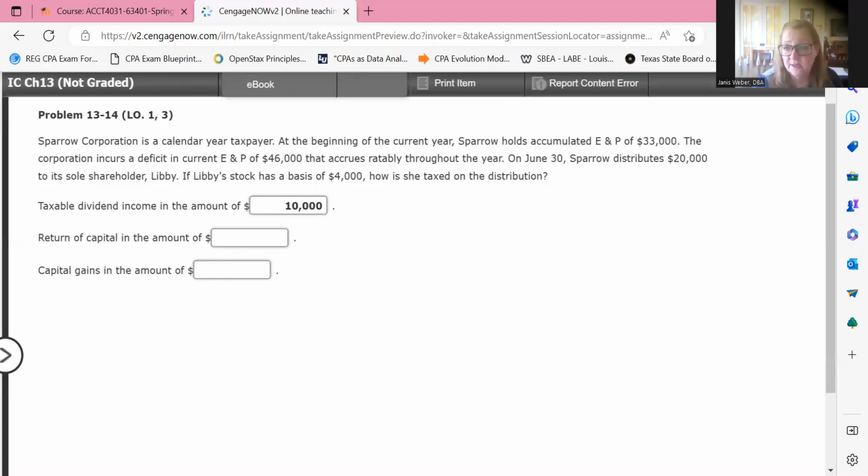So looking back at her basis, they said her basis was 4,000. So that much of it is return of capital. And the other 6 is her capital gain. If they ask you what her ending basis is, it's 0 because she used it all up. She only had a $4,000 basis and she used it for this return of capital right here. And she was left with a capital gain of 6,000. So she had every kind of income from this distribution, right? But pretty straightforward. This is one of my favorite problems because it's reasonable.